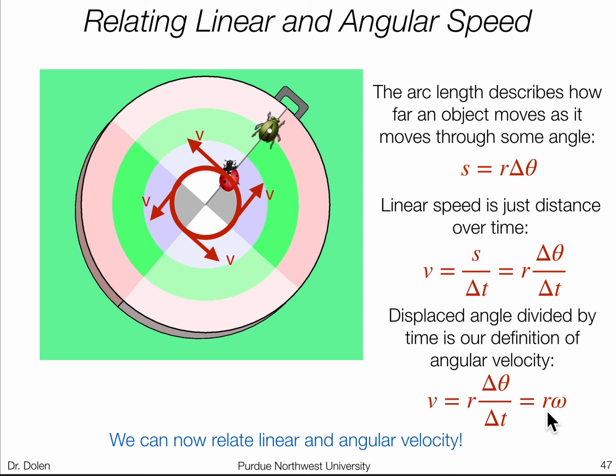The bigger my r, if every point of the object has the same angular speed, the further out I go, the bigger my linear velocity is going to be.